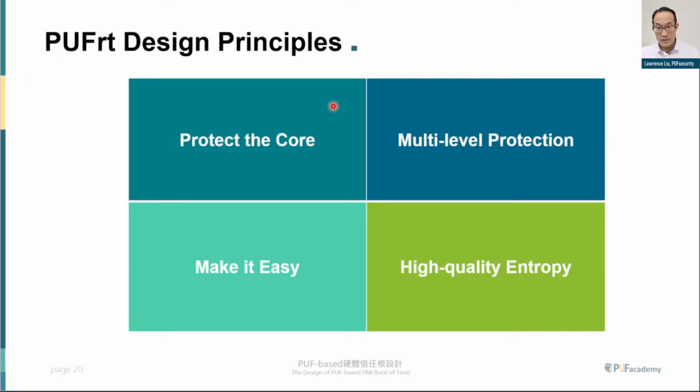So here are the 4 design principles we used when building PUFrt. They are protect the core, multi-level protection scheme, making it easy to use and integrate, and also being a source of high-quality entropy.